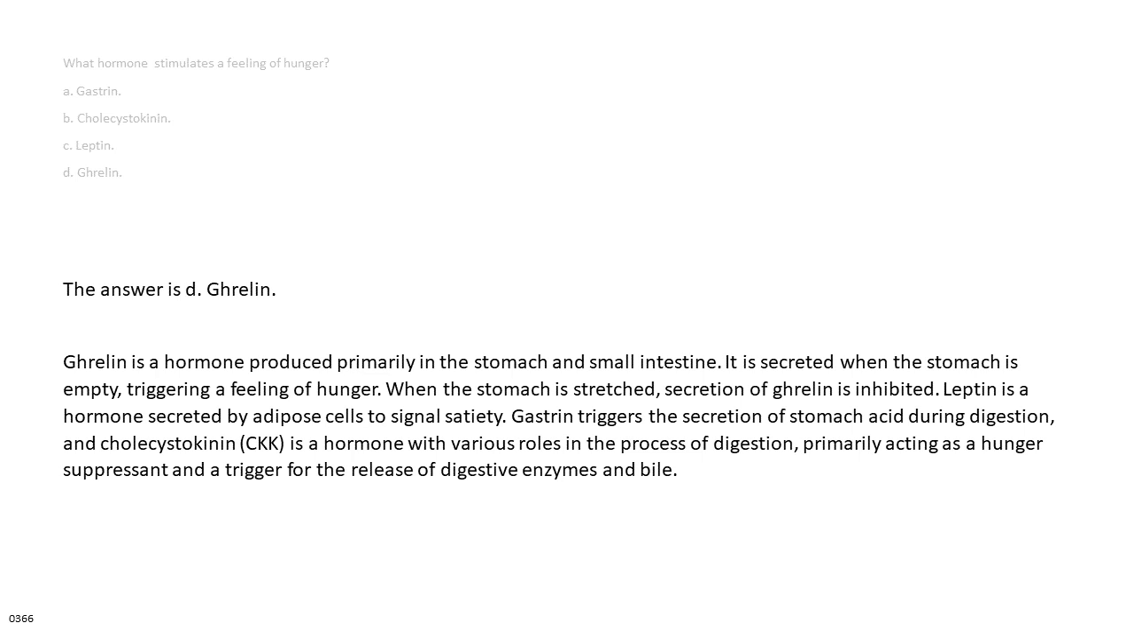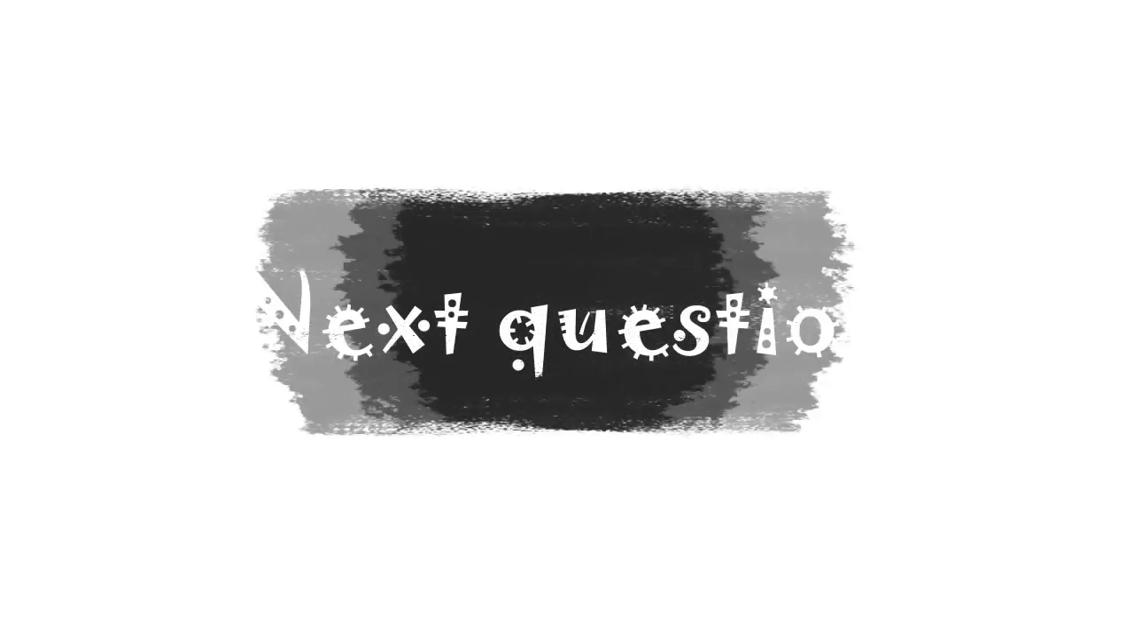Leptin is a hormone secreted by adipose cells to signal satiety. Gastrin triggers the secretion of stomach acid during digestion, and cholecystokinin, CCK, is a hormone with various roles in the process of digestion, primarily acting as a hunger suppressant and a trigger for the release of digestive enzymes and bile.